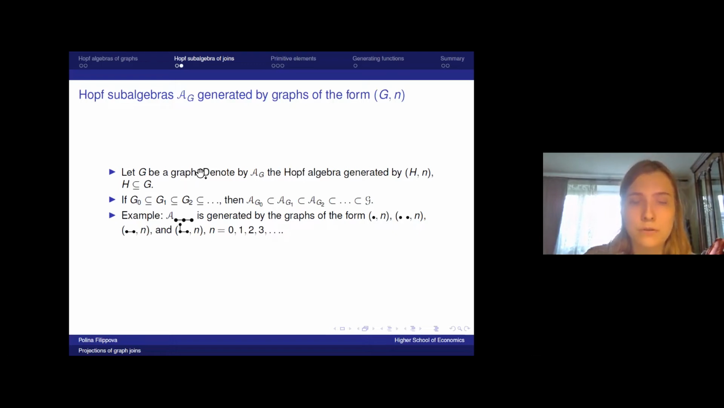And for example, if we take again a path on 3 vertices, the corresponding Hopf algebra will be generated by graphs of such forms. We just take all subgraphs of this path on 3 vertices.